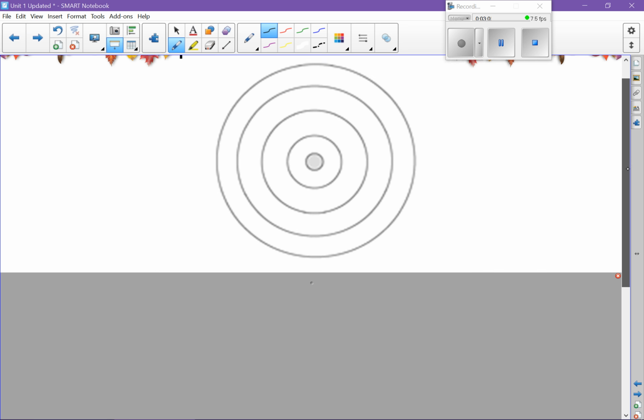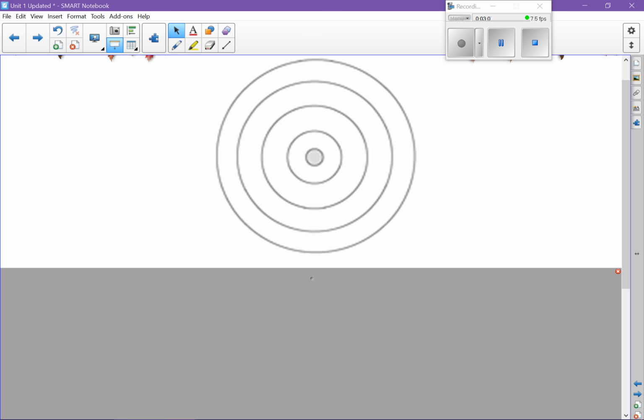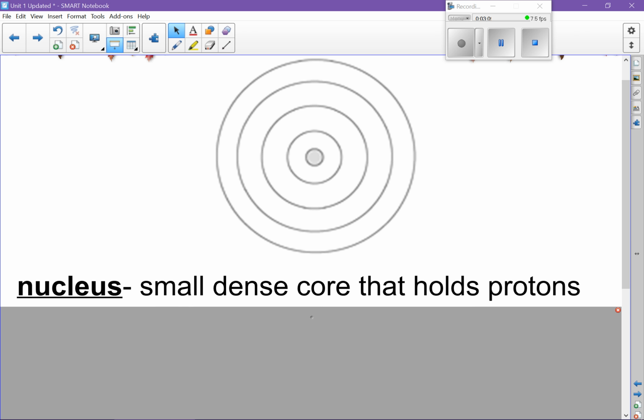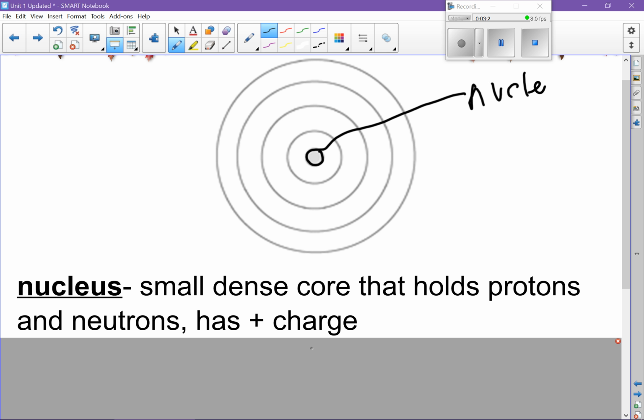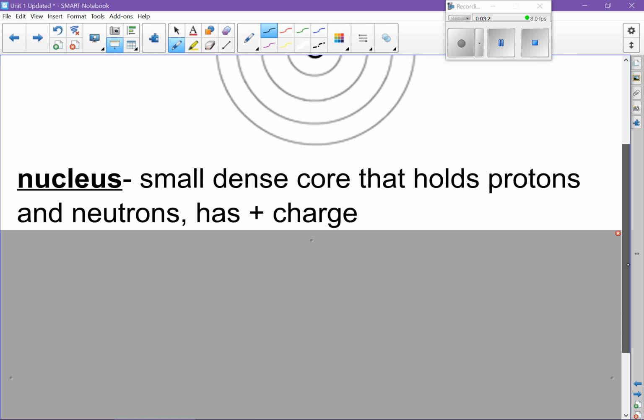There are a couple other parts of this atom, and we already mentioned a few of them, but I want to make sure that you really know what's going on with them. The nucleus is a small dense core that holds the protons and neutrons and has a positive charge. So if I was going to label that, this circle right here is the nucleus. That's where the protons and neutrons are found.